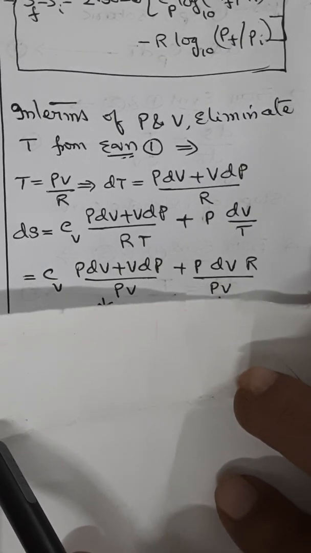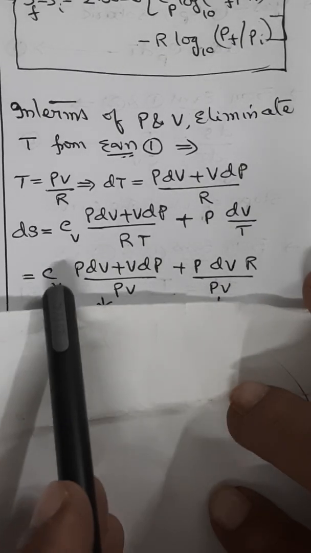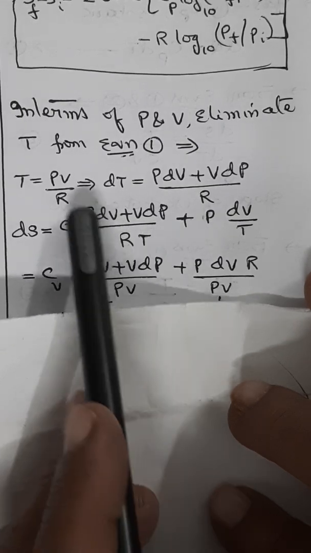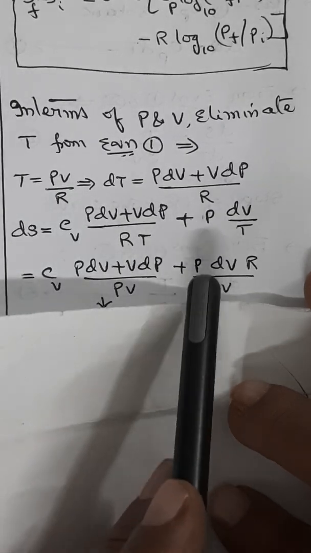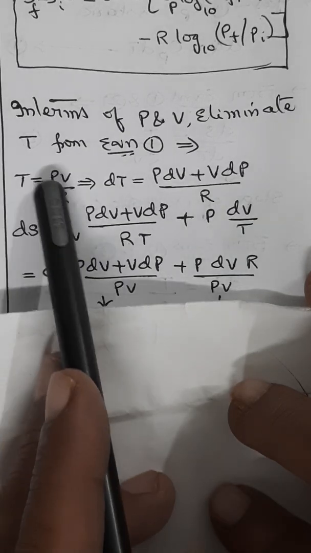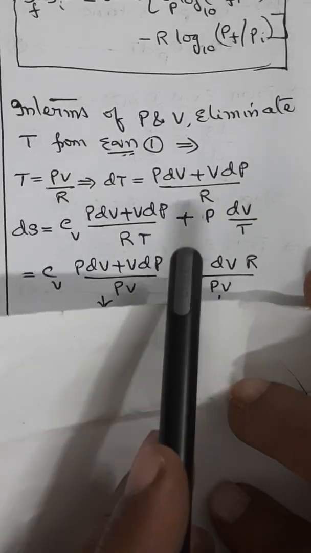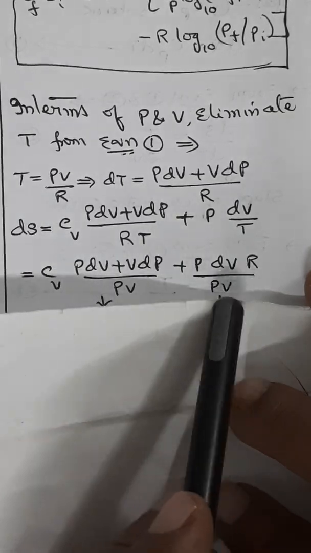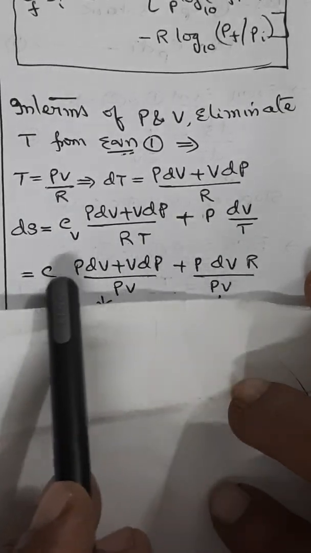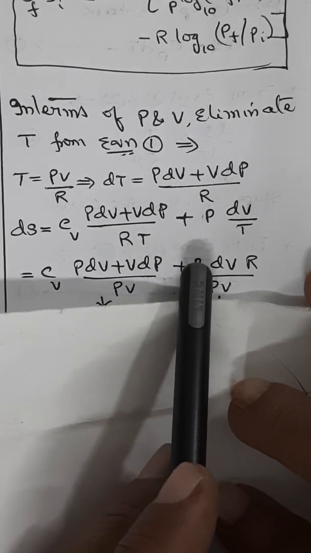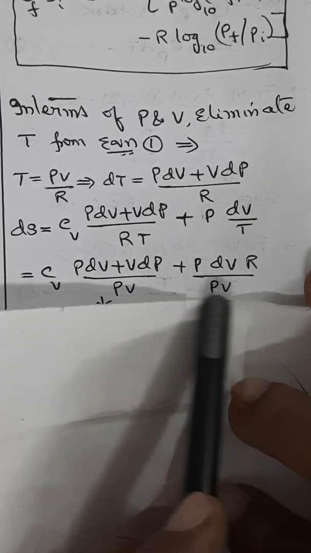So now expand this. Wherever you have RT, what is RT? RT is nothing but PV only, no? And what is T? T is PV by R only. So putting RT equal to PV and T equal to PV by R, this we can simplify as Cv into (PdV plus VdP) by PV plus R into dV by V.